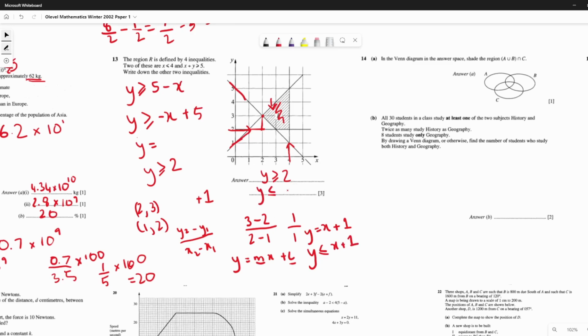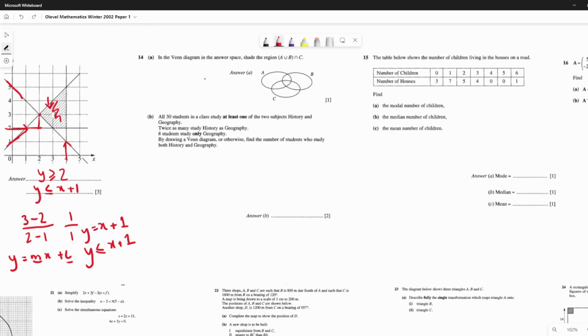And there we go. All right, time for question number 14. In the Venn diagram, in this answer space, shade the region A union B intersection with C. So what this question is really asking, and I'm gonna draw my own version of this Venn diagram, it's not gonna be great, but just to explain, what it's really asking is we have A union B, which is all of this, and then it's asking what of that intersects with C. So what of all of this intersects with C?